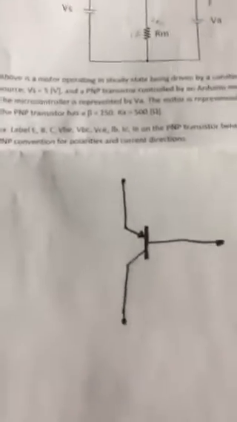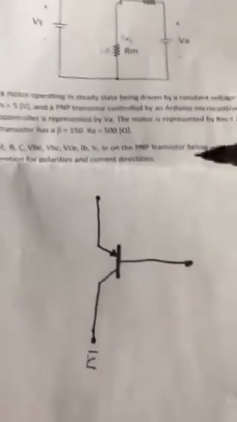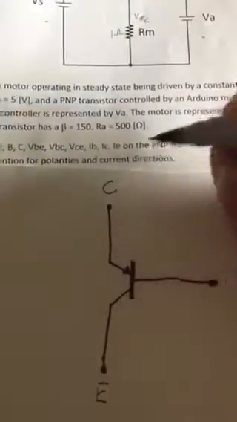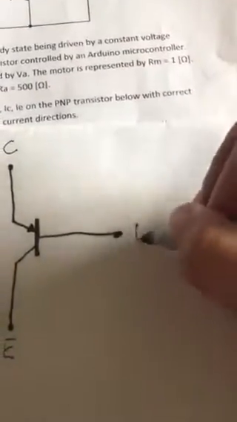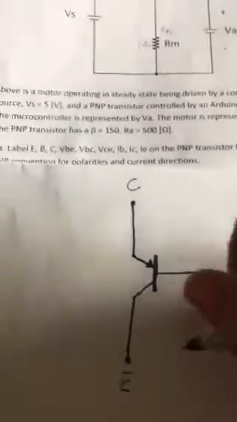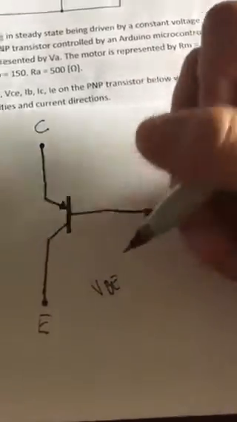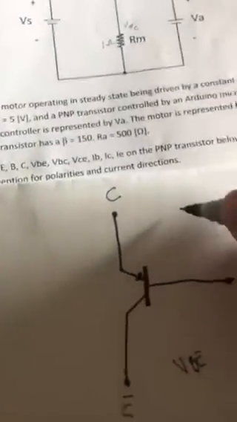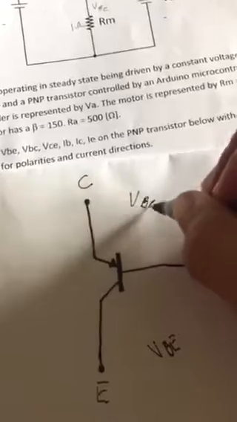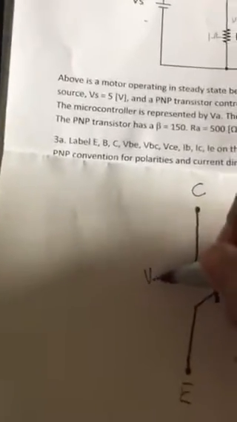We're going to label our E, which is our emitter, down at the bottom, and then our collector at the top here, and our base over here on the right. Then we label the voltage between our base and our emitter, base and collector, and collector and emitter.